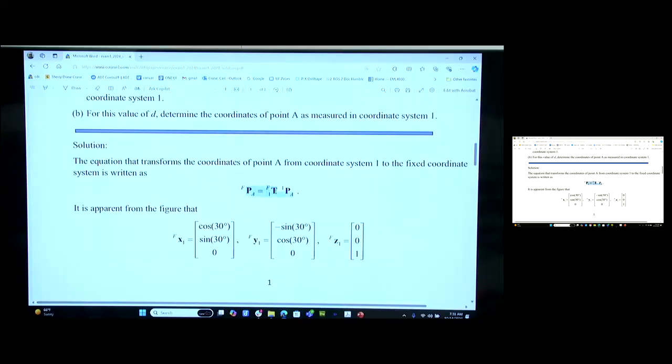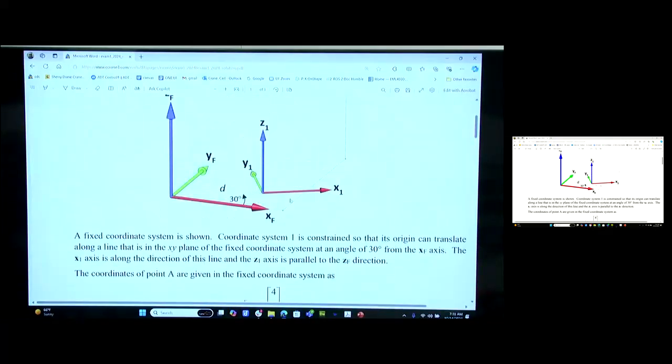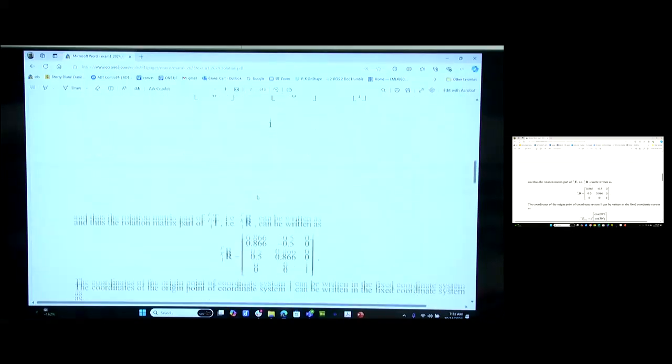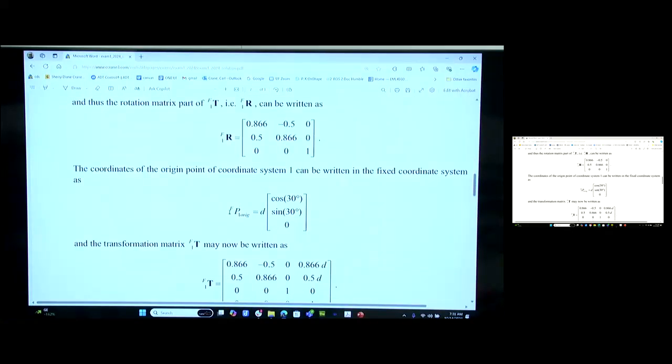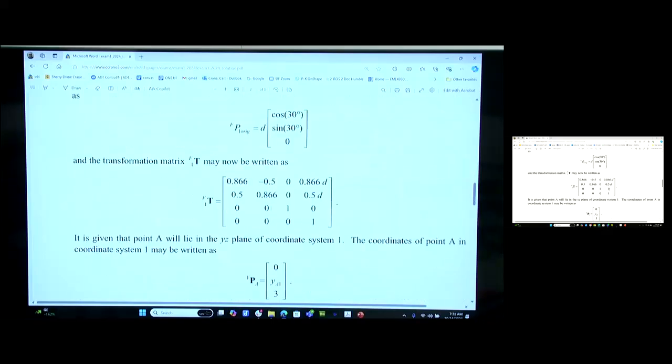basically I want to get this transformation matrix 1 to fixed. I do know the direction of the x, the y, and the z of the first coordinate system in the fixed frame just from looking at it, right? The z is 0, 0, 1, and the x is cosine 30, sine 30, 0, and the other is negative sine 30, cosine 30, 0. As far as the origin of the first coordinate system, all I know is it's some distance d in this direction, cosine 30, sine 30. So when I put in the transformation matrix, I do have that one unknown d in there.